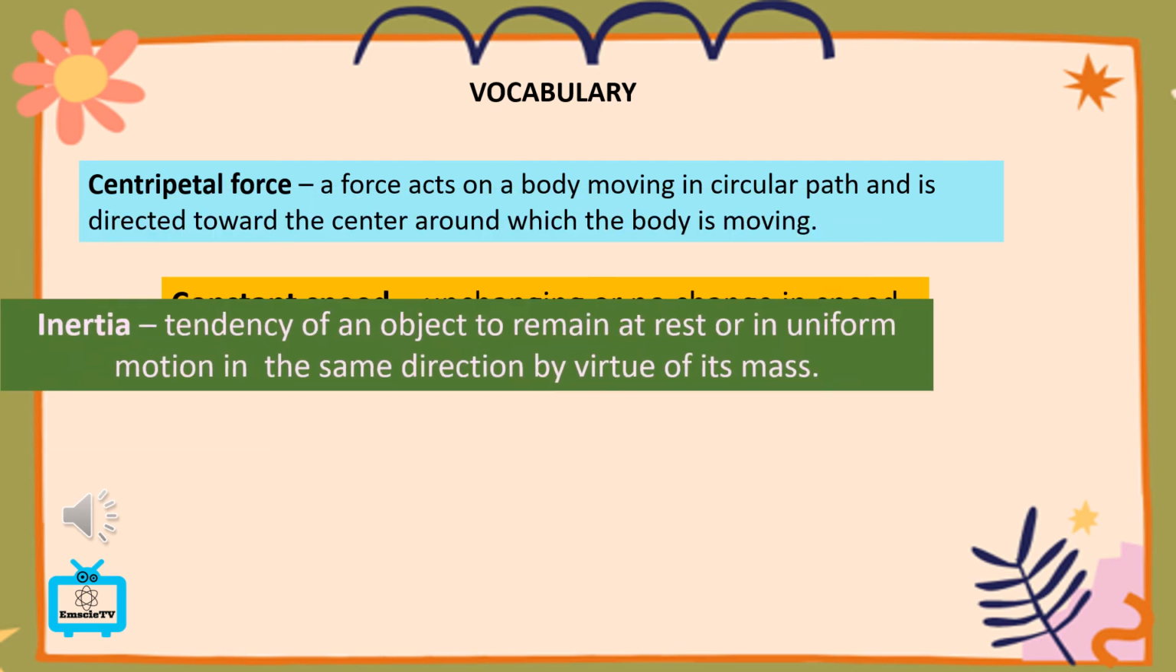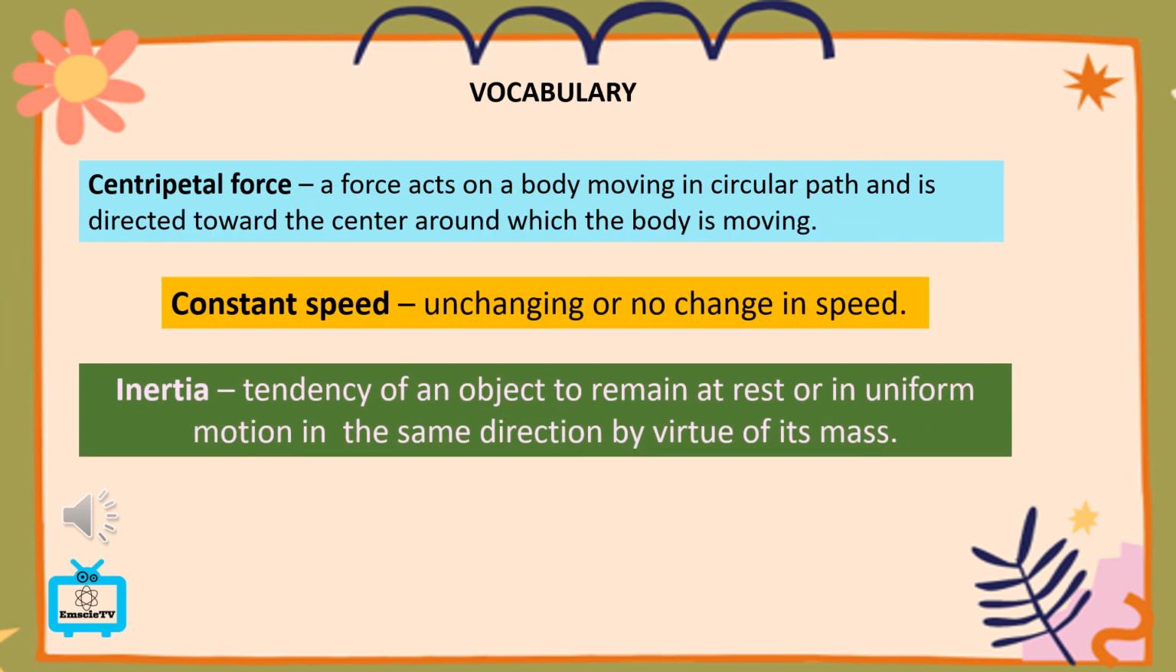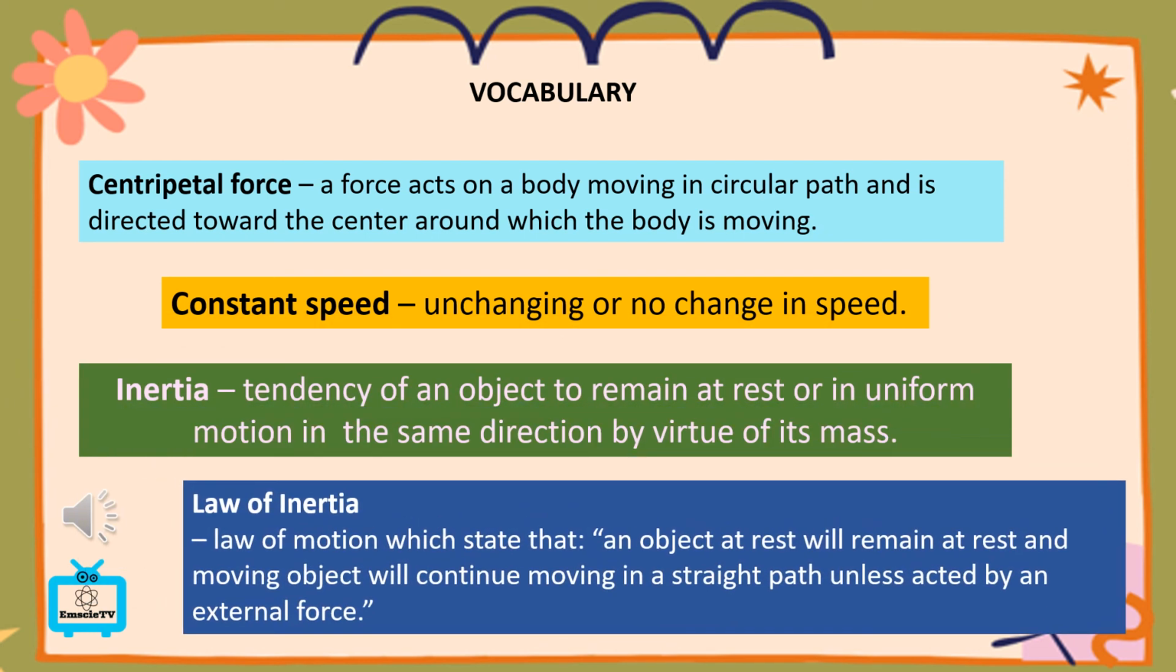Inertia is the tendency of an object to remain at rest or in uniform motion in the same direction by virtue of its mass. The law of inertia states that an object will remain at rest and a moving object will continue moving in a straight path unless acted on by an external force.